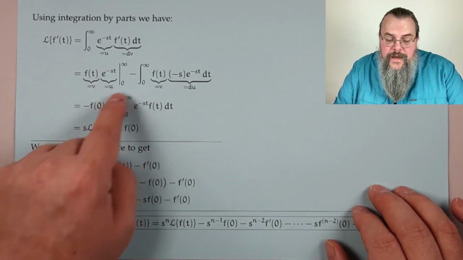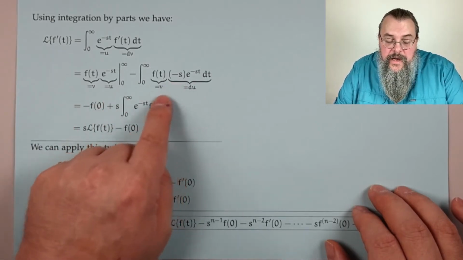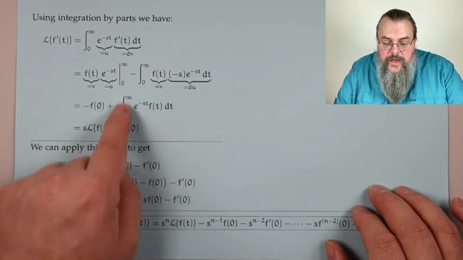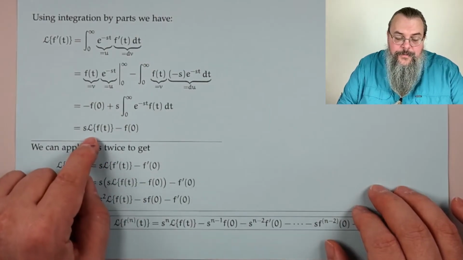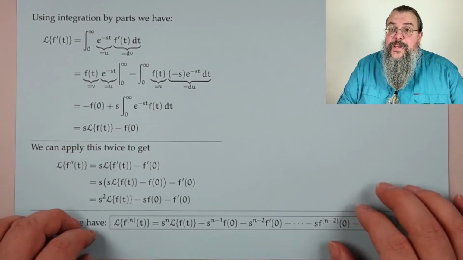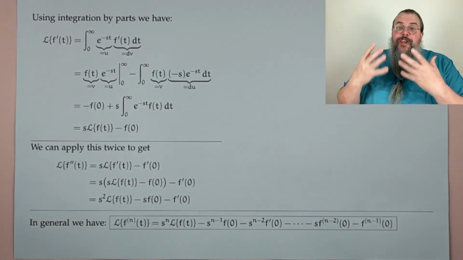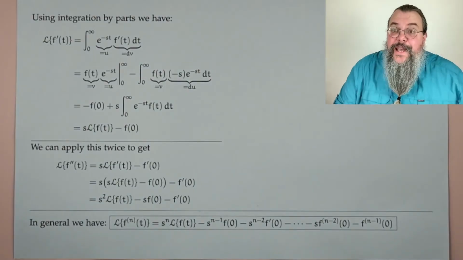Plug in at 0. Remember, we're subtracting the lower bound. Here, the minus s comes out. You have a plus s. And we say, well, wait, that looks really familiar. That's the Laplace transform of f of t. So what's the punchline? The punchline is taking the Laplace transform of a derivative is like multiplying by s.